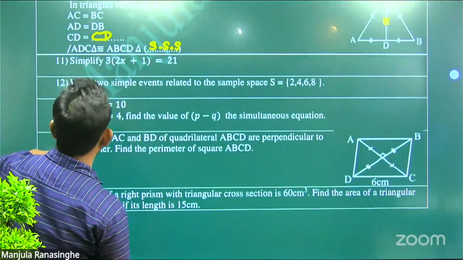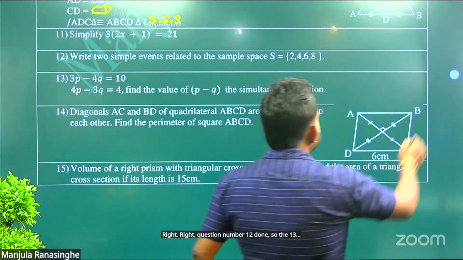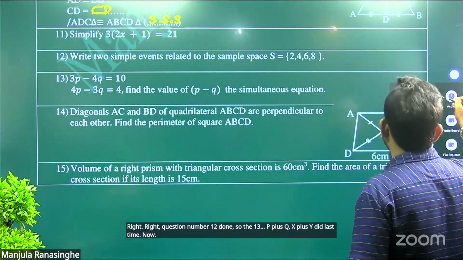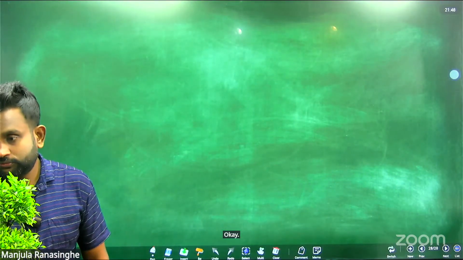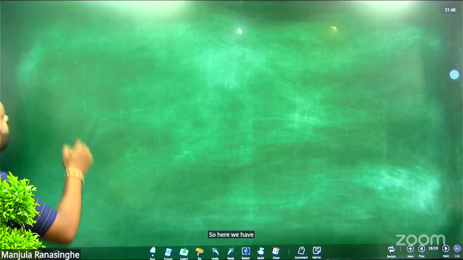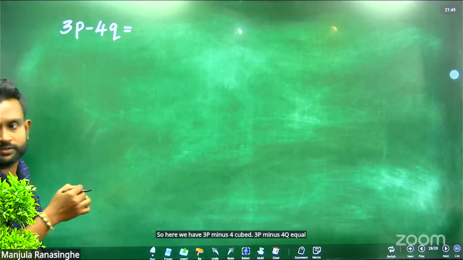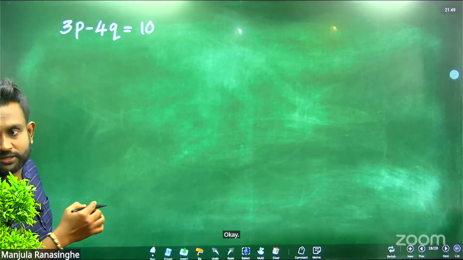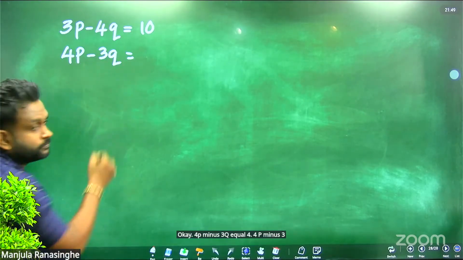Right. Question number 12 done. So the 13th. We did p plus q, x plus y last time. Now here p minus q is asked. So here we have 3p minus 4q equals 10. 4p minus 3q equals 4.